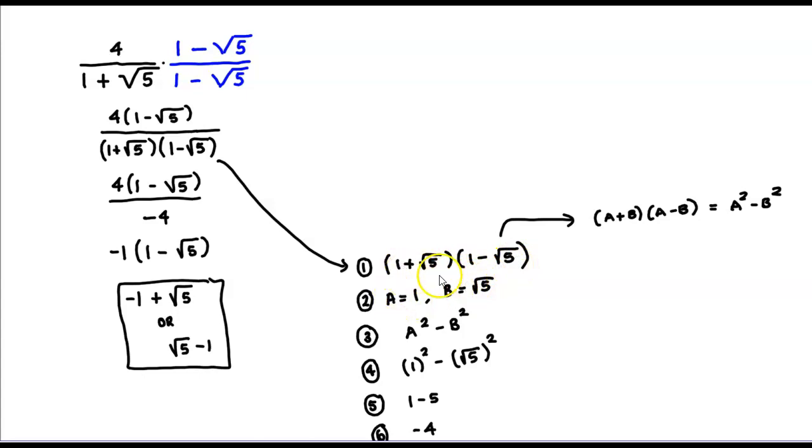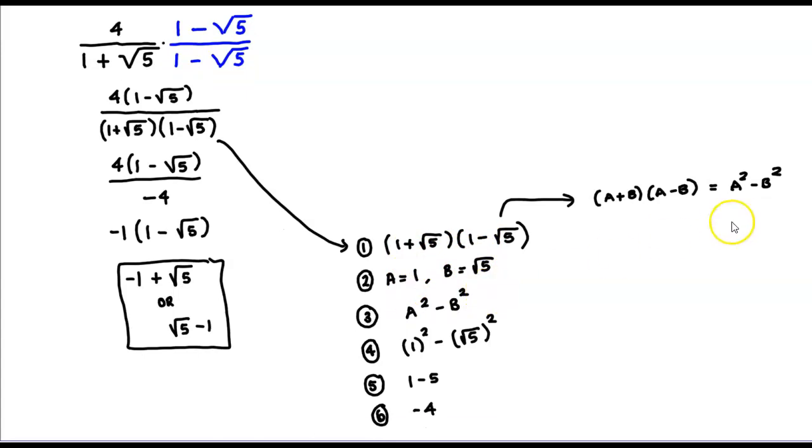We know the value of a is 1. We know the value of b is the square root of 5. And then we can use the difference of squares formula. So we have a squared minus b squared. What can we substitute in for a? Well, we said that a is equal to 1, and then we're going to square it. Minus, what do we say b equals? That's the square root of 5, and we're going to square that.